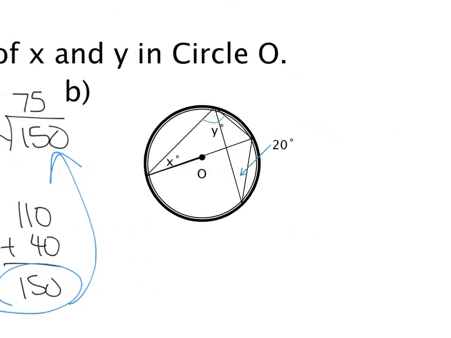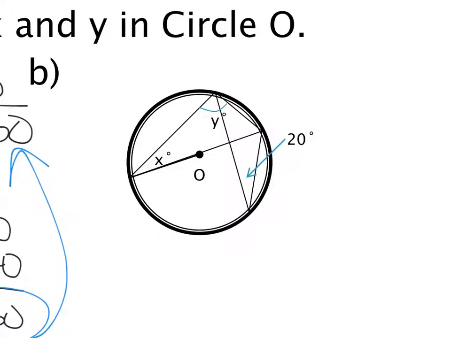Okay, let's go over to figure B. Again, we're looking for the values of x and y. So I'm going to go ahead and outline each one again. So I have angle x right here.